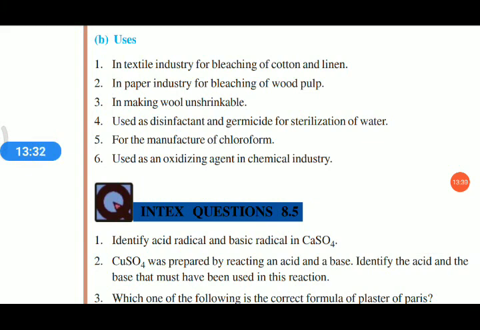These are the main salts we use in our daily life. There are a lot of other salts. Salts means they contain one metal and one non-metal. In our daily life, we use many salts for many different purposes.